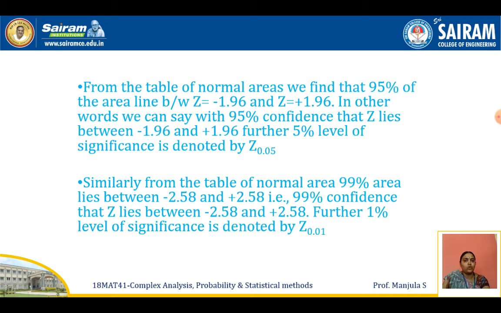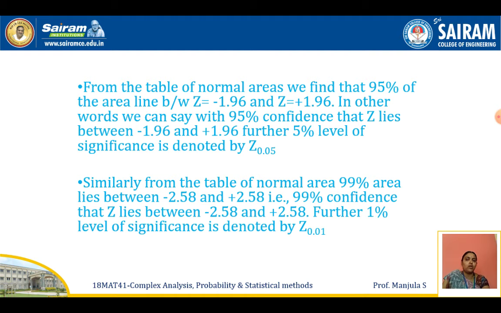Here you have to remember one thing, students. 95% confidence or 5% level of significance means you have to remember the numbers minus 1.96 and 1.96. Within that region only we are going to call it the significance region. Except that, it is the insignificant region. Similarly, for 99% confidence or 1% level of significance, we have some other number.